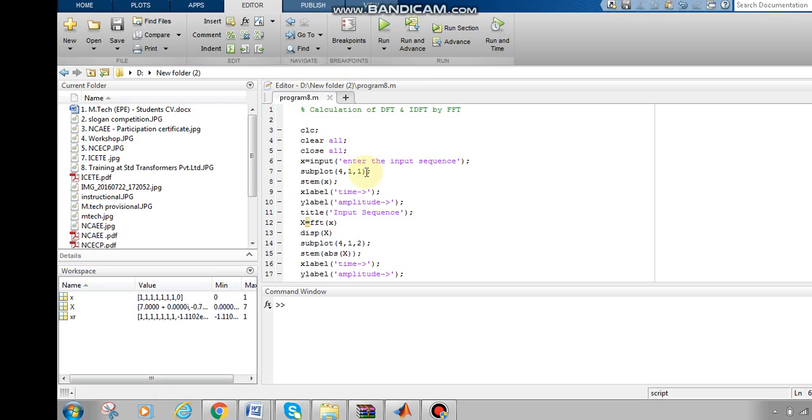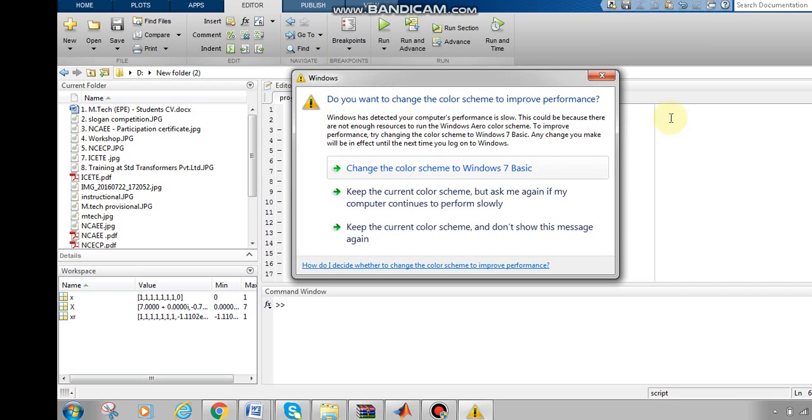As we have seen, we are giving only one input for the FFT algorithm, which we did by using butterfly figures. So x is equal to input, enter the input sequence. Since we have only one input, I will just write that: enter the input sequence.